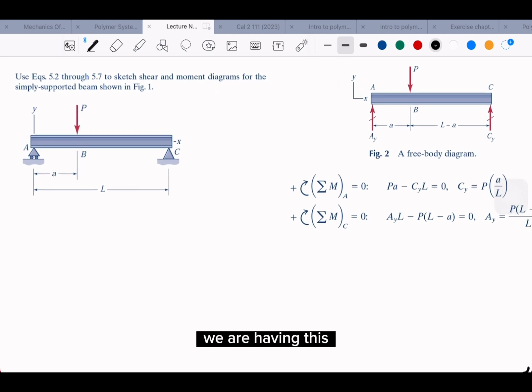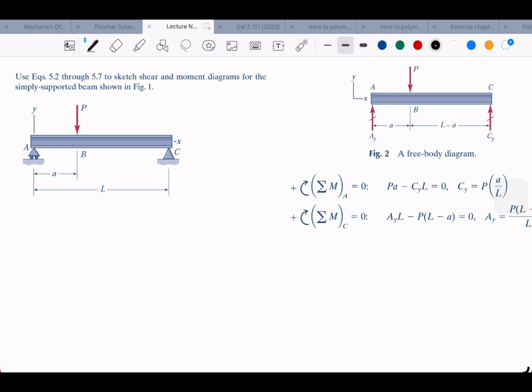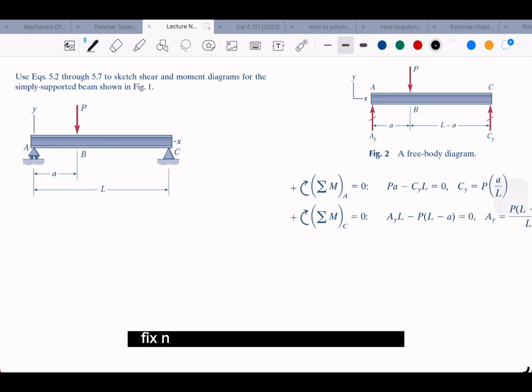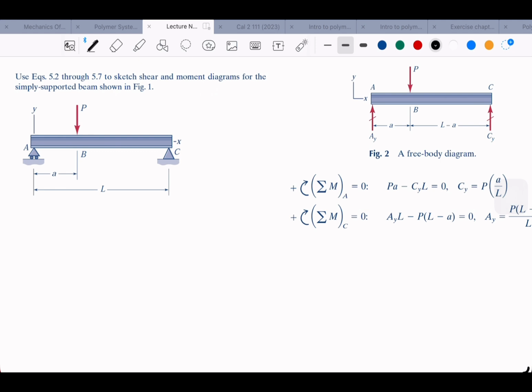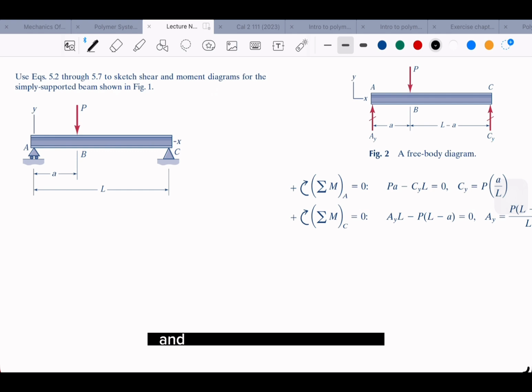We are having this supported beam. Okay. You'll see that on either side they are giving you a fixed end. So the beam has a length of L, right? And then it's given some force P. And then what else do we have?